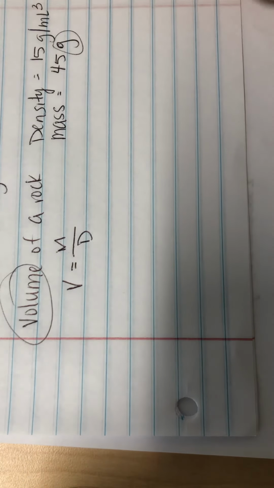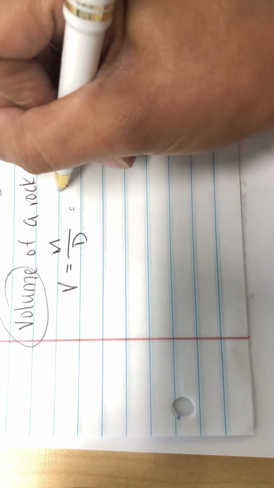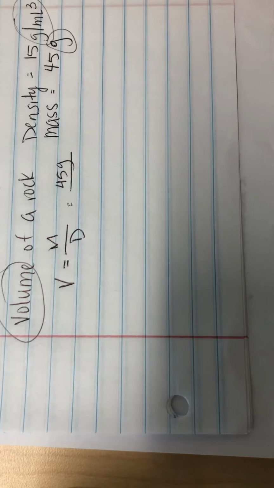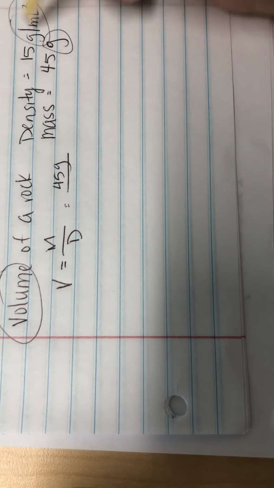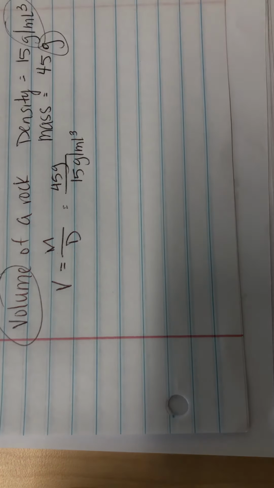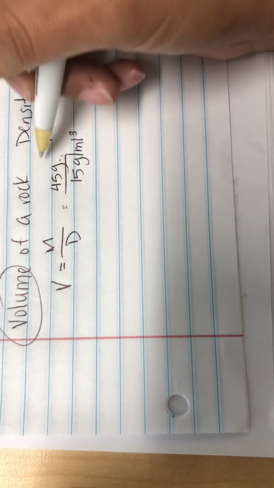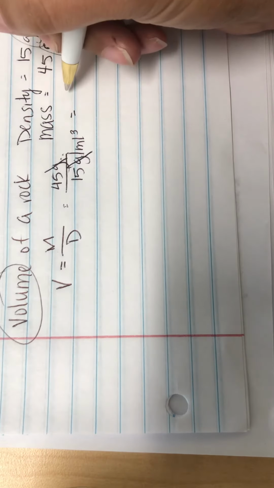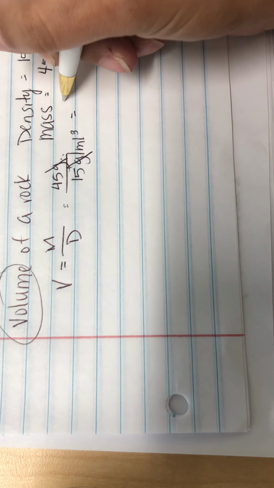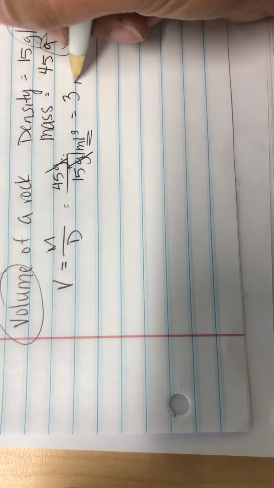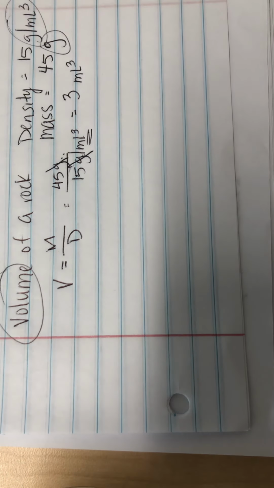Okay. Now again, my mass is always going to have that grams. So it's going to be 45 grams. And my density is always going to have that grams per milliliters cubed. So my density is 15 grams per milliliters cubed. Now I got G on both sides, so I can cancel out those grams, and then I can divide. So that's 15 into 45 is 3, and I'm left with milliliters cubed, which is my unit.